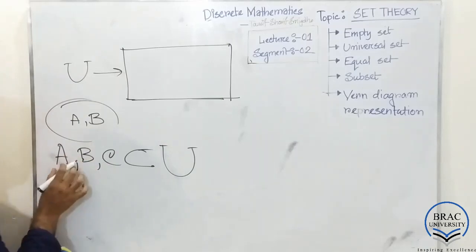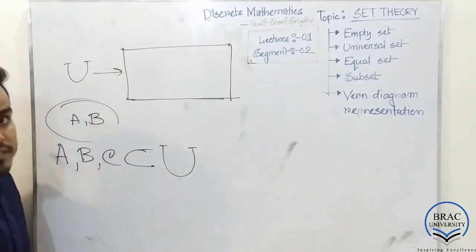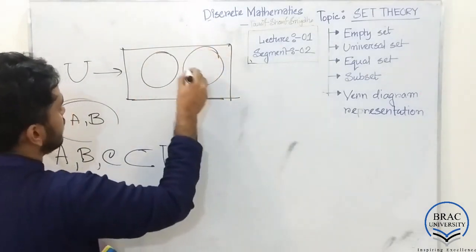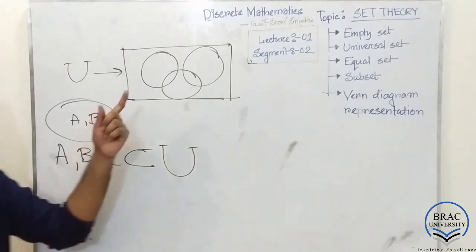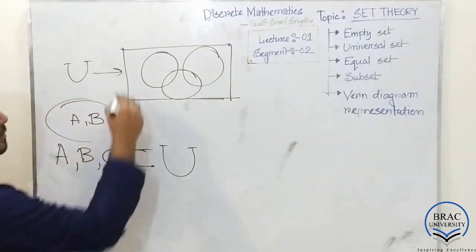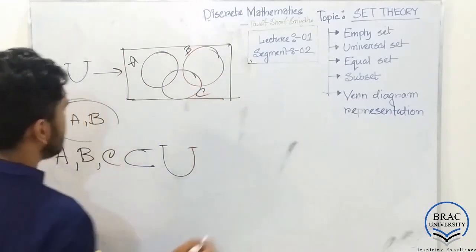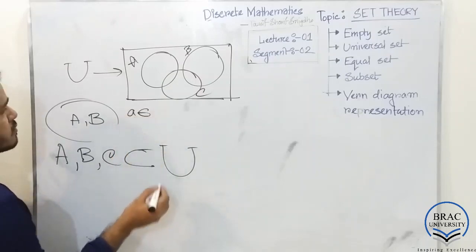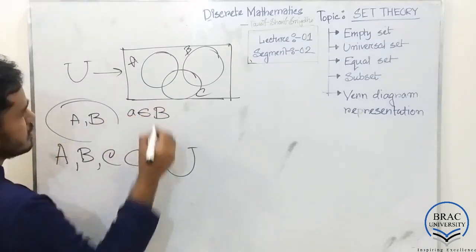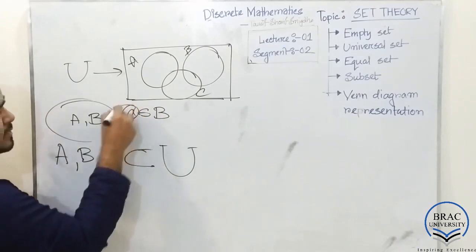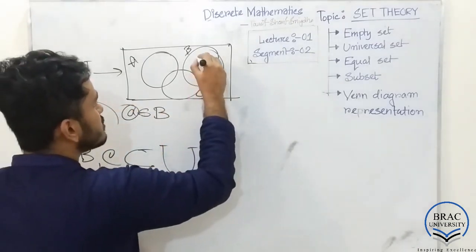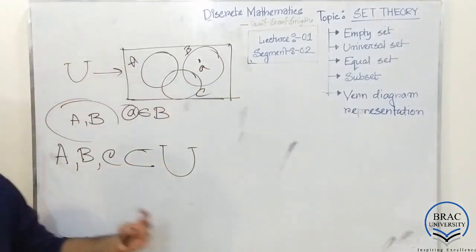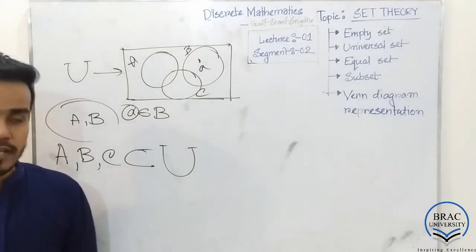So since A, B, C, all of them are subsets of U, we must put all of these circles inside this rectangle, right? So this is A, this is B, and this is C. And here we claim that if we know that small a belongs to set B, and this is an element of set B, then we put this dot here, and this is known to be small a. And this is how we represent sets using Venn diagram.